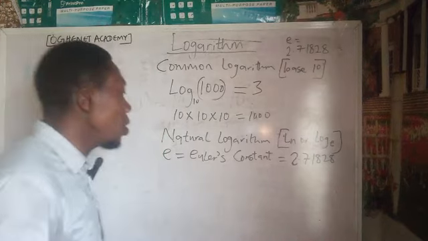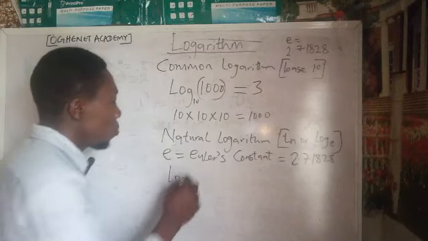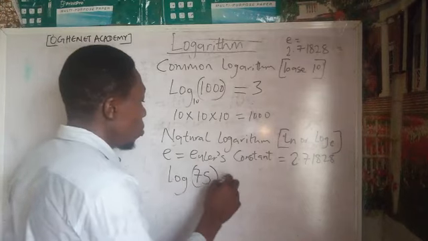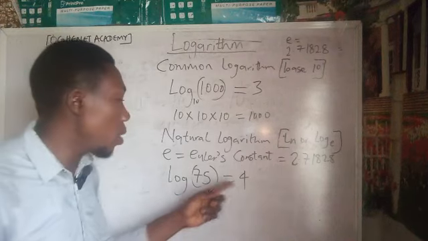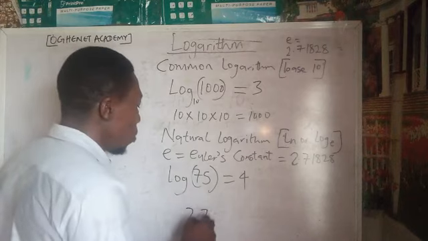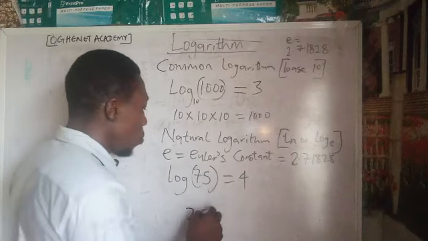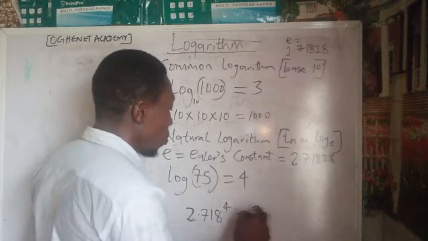Now when we say the natural logarithm, let's say the natural logarithm of 75 is 4, what we mean is that 2.718, to 3 decimal places, raised to the power of 4, you are going to get 75.